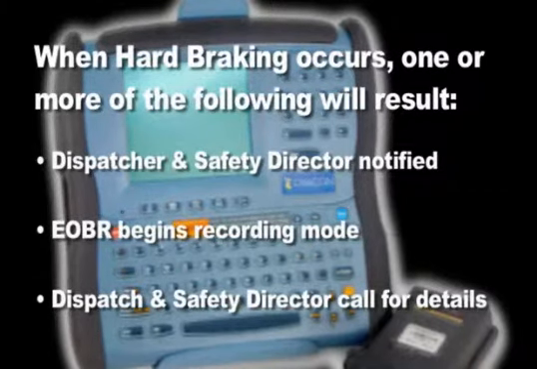Your dispatch and/or safety director may be notified immediately of the event. Your EOBR unit may go into a recording mode for a brief period of time to collect data about the hard braking event. Your dispatcher or safety director may call you to determine the nature of the event and question you about how it happened. Any of these will invariably result in you and your company having to stop and take time to deal with the event, which then slows your getting to or from your delivery on time.